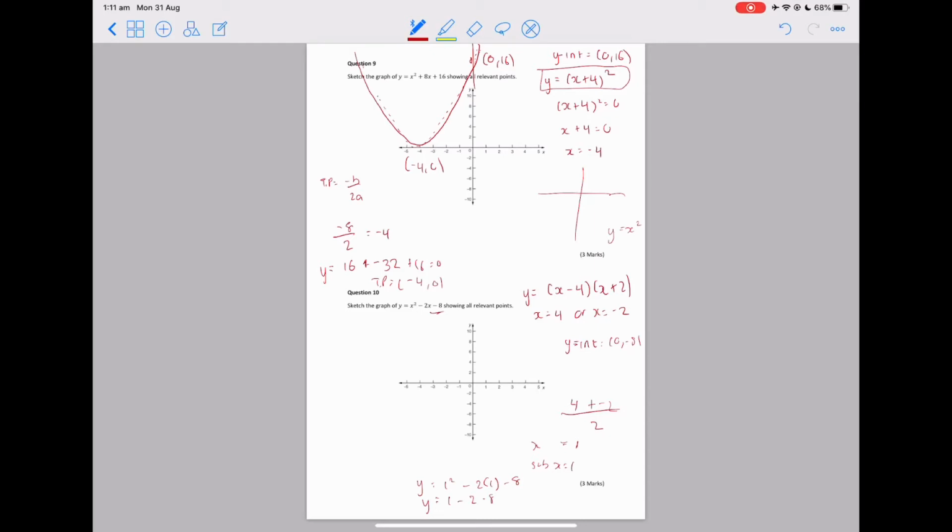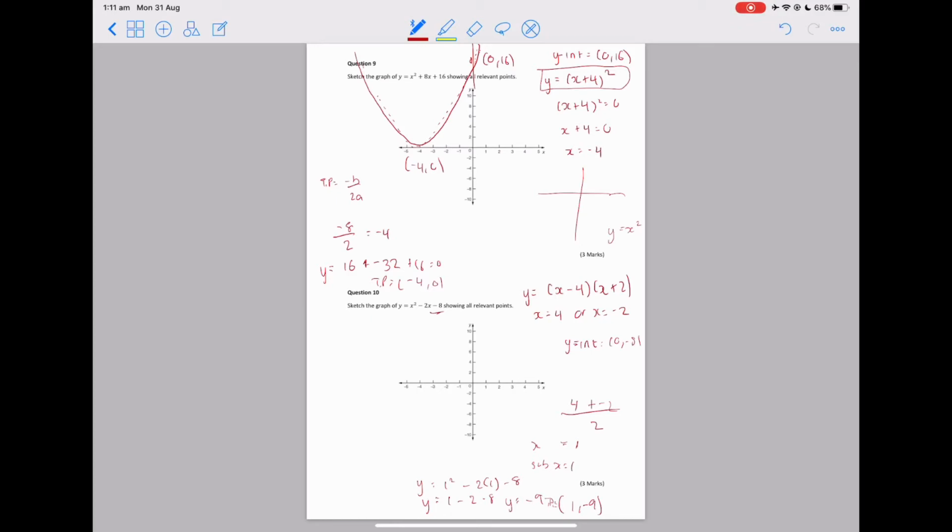So in this case over here, you will have y is equal to negative 9. 1 take away 2 is negative 1, negative 1. So therefore, your turning point is going to be TP is equal to 1 comma negative 9. Sorry for rushing it, but that's what our turning point over here is going to be.